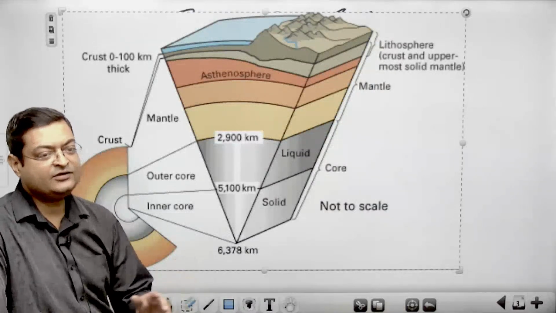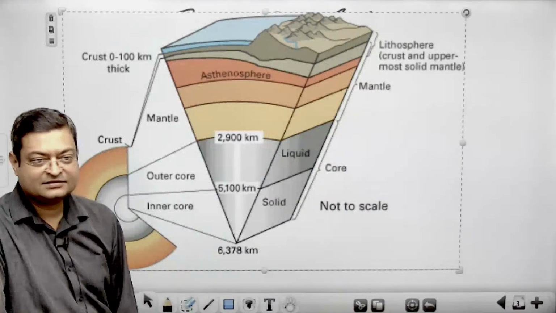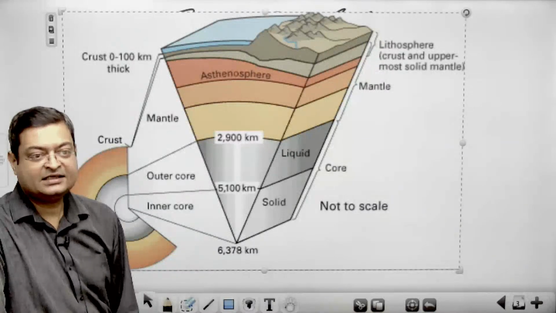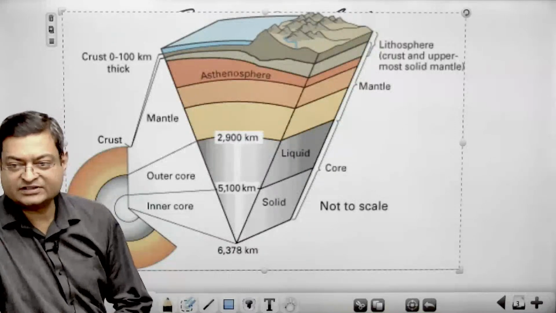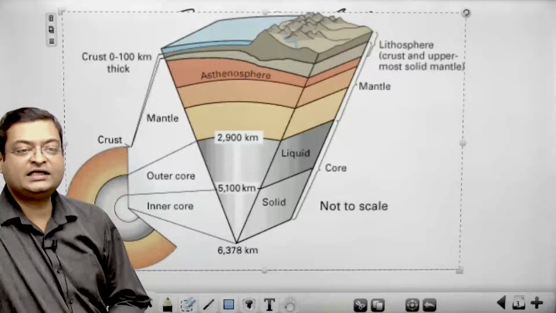Even there is a subdivision of core. It is being divided into outer core and the inner core. Outer core is liquid, inner core is solid. How is this anomaly there? Now there is one recent hypothesis which is emerging. It is a hypothesis, it is not a theory, that your inner core is super ionic.